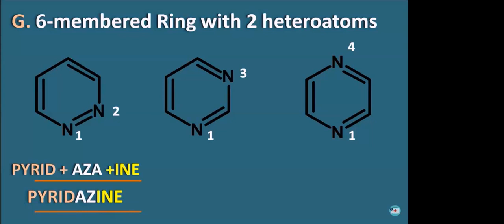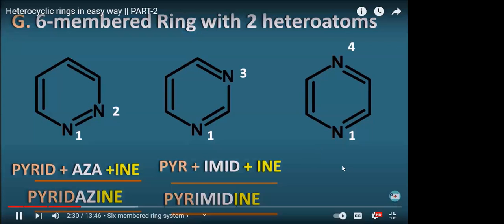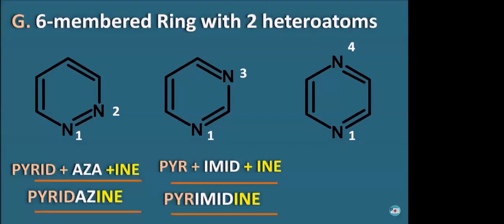And what about the second one? Just like the previous imidazole, here pyr plus imid. Imid indicates a meta position, that is the third position, and the 6-member ring system has ine as the suffix. So pyr plus imid plus ine, this is pyrimidine. So pyrimidine has the nitrogens at the first and third positions. And what is the name for the last one? Here one of the nitrogens is indicated as pyr, and the other nitrogen as aza, and the suffix as ine. So pyr plus aza plus ine, that is pyrazine.